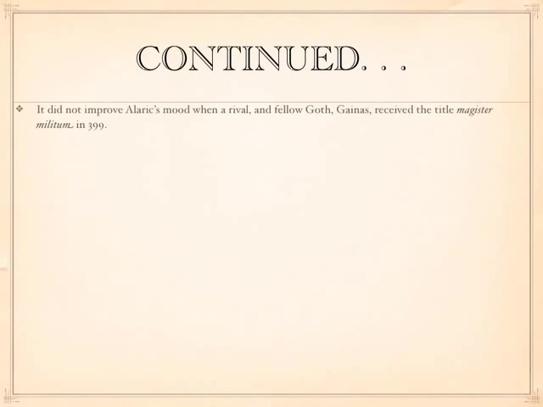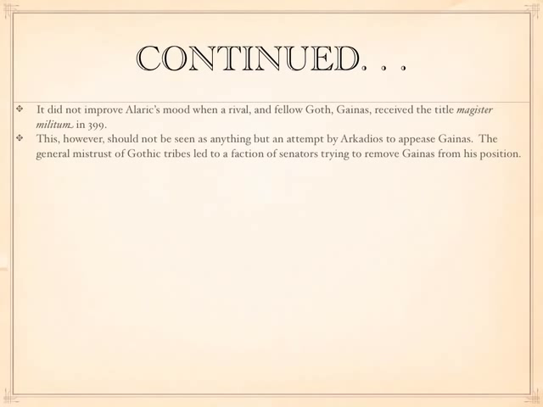It didn't improve Alaric's mood when a rival and fellow Goth, a fellow by the name of Gainas, did receive the title Magister Militum, General, in the year 399. Well, crap, you named him General. Why not me? That's Alaric's take on it. There wasn't a good reason for this. It should not be seen as anything but an attempt by the Emperor Arcadius to appease Gainas. For some reason, Arcadius felt that Gainas needed to be tossed the bone of being titled Magister Militum, and Alaric did not. The general mistrust of Gothic tribes led to a faction of senators in Constantinople trying to remove Gainas from his position almost as soon as he received it.